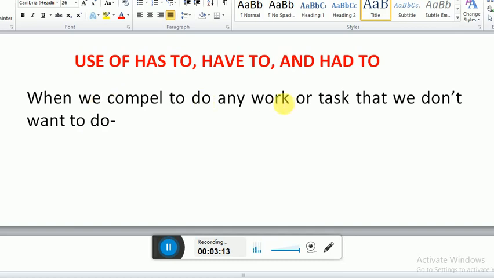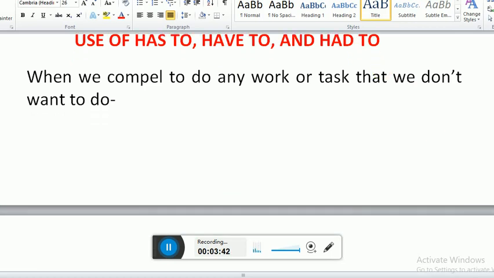When we are compelled to do any work or task that we don't want to do, it means we don't have interest in that task, but we have to do it because we are compelled, we don't have any option. So we are unintentionally, without any interest, doing the task, then we use has to with a singular subject, have to with a plural subject and had to in the past. These are the same situations.